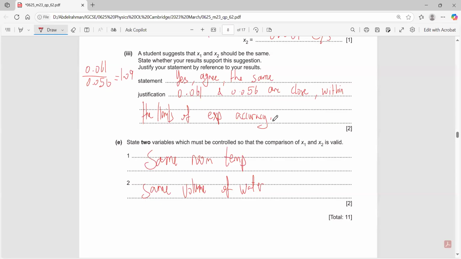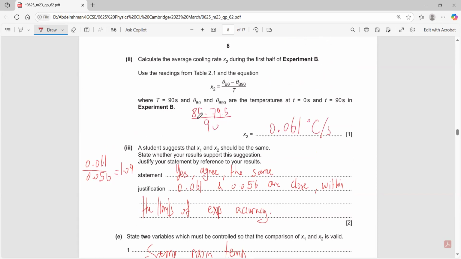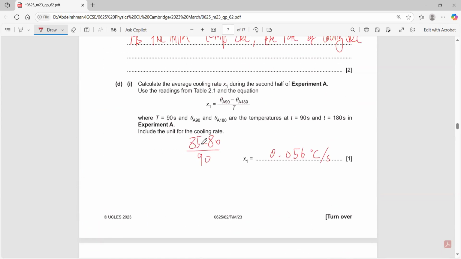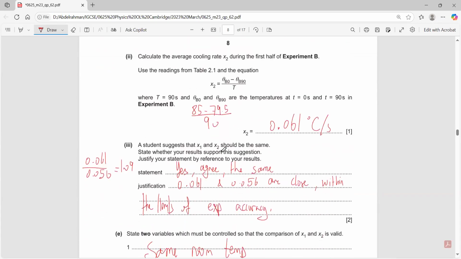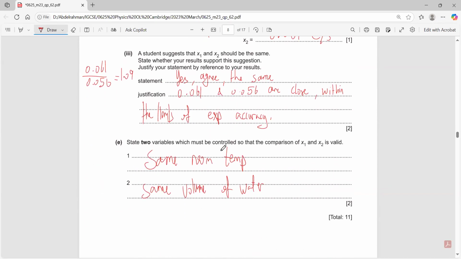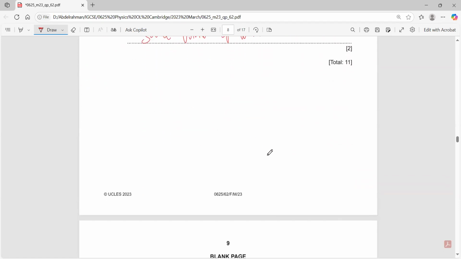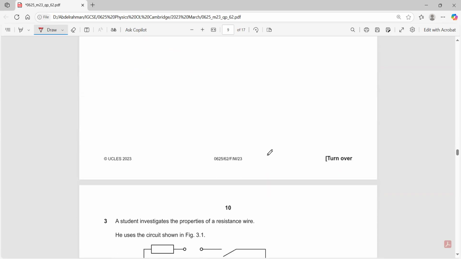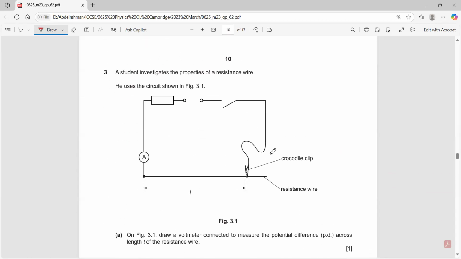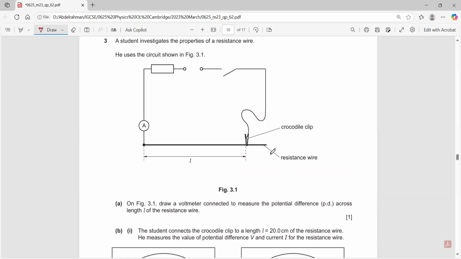Why didn't I write same initial temperature in this question? Because x1 and x2 already have the same initial temperature. If you check the numbers, x2 was 85 minus something, and when we found x1, it was 85 minus something. So we need to state two other variables which have to be constant: the same room temperature and the same volume of the water. Someone also might say the same type of beaker, the same surface area of this beaker.